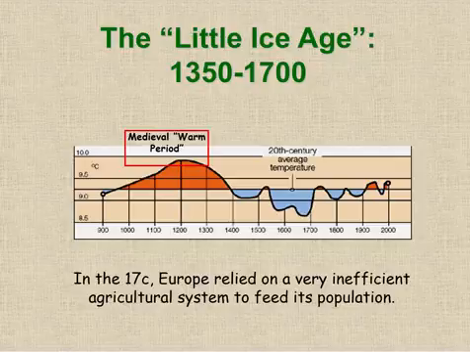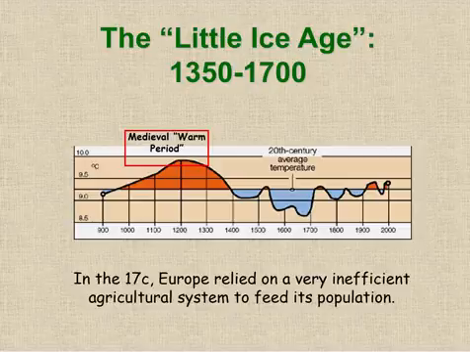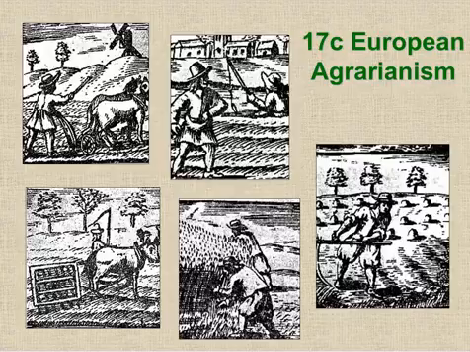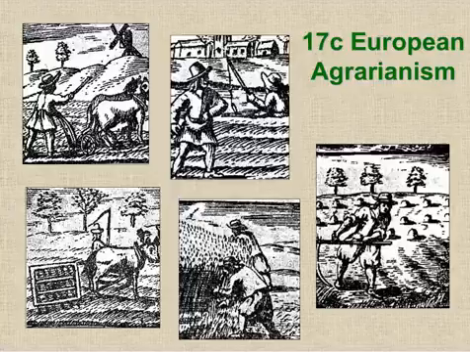Now also, there was something called the Little Ice Age from 1350 to 1700, after the medieval warm period. Bottom line, 17th century agriculture, which is really what we're trying to focus on right now, was very backwards. It was pretty much the same methods that were being used back in the Middle Ages.